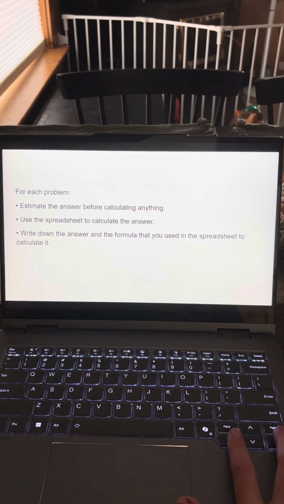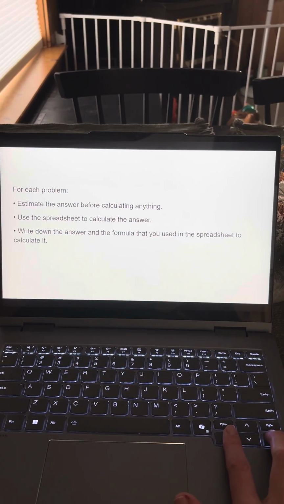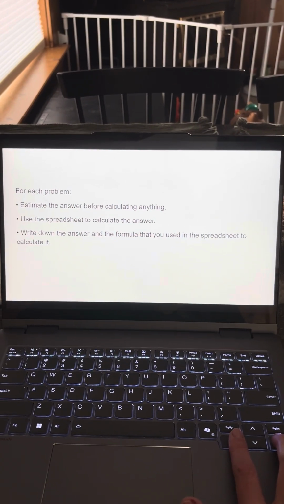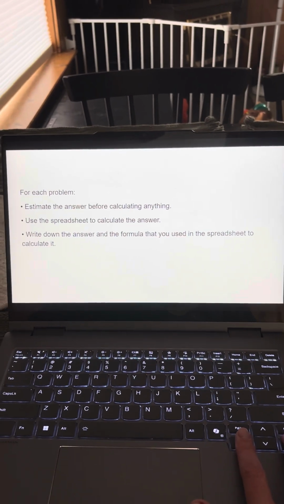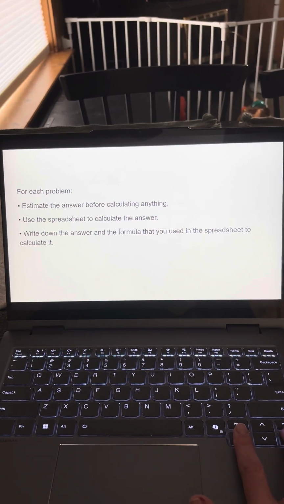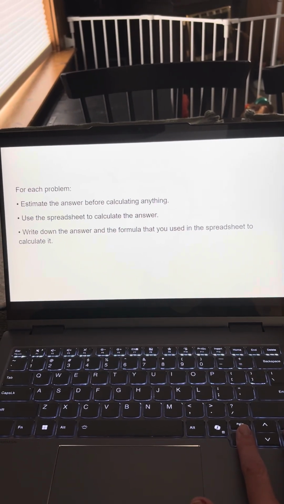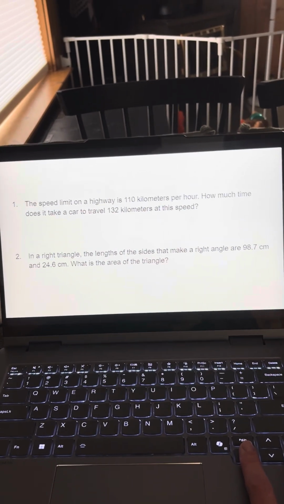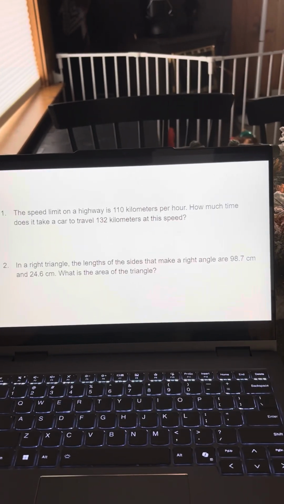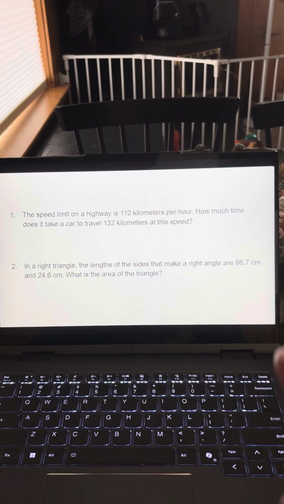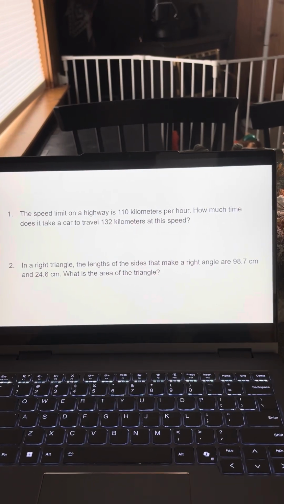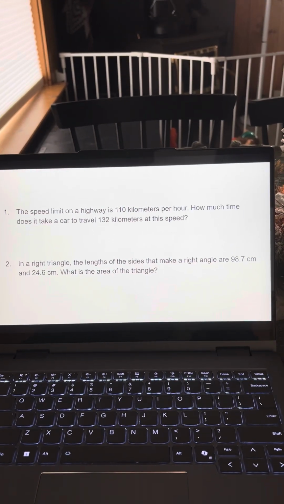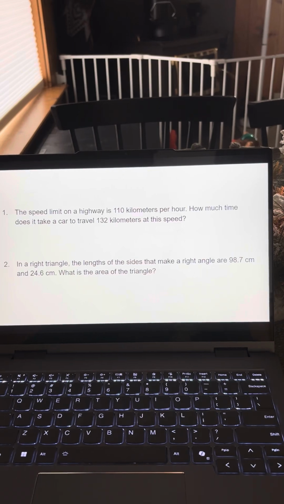For the next part, for each problem, you're going to estimate before you actually do anything, and then you're going to use the spreadsheet to calculate the answer, and then write down the answer and the formula that you used in the spreadsheet to calculate it. So these are the questions that you're looking at for that process. So you're going to estimate first, then use Google Sheets to solve it, and then write down the formula you put in the Google Sheets and the answer you got.